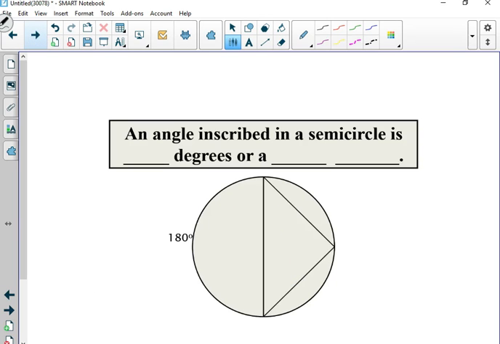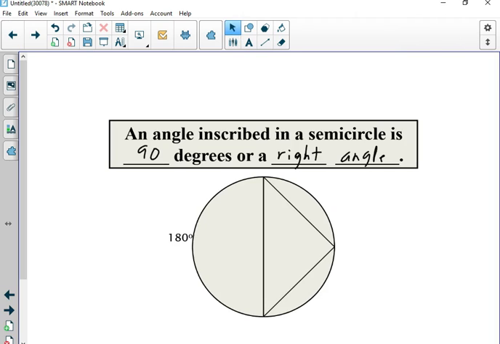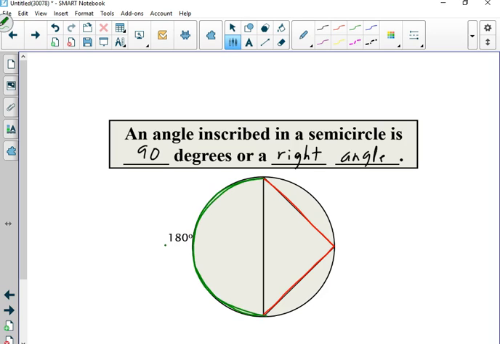Okay, an inscribed angle in a semicircle is 90 degrees or a right angle. Okay, so once again, here is your inscribed angle. The arc that it's intercepting is right here with a measure of 180. Half of 180 is 90. That's why it works out.